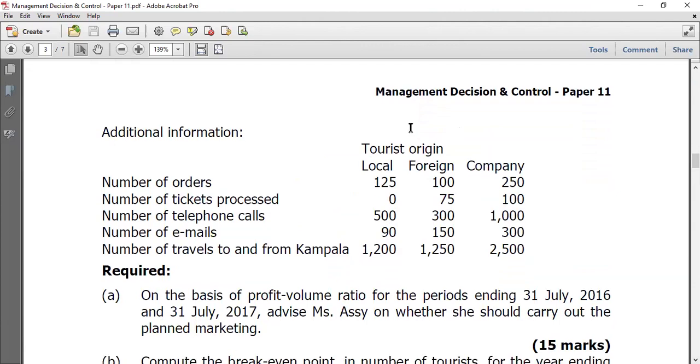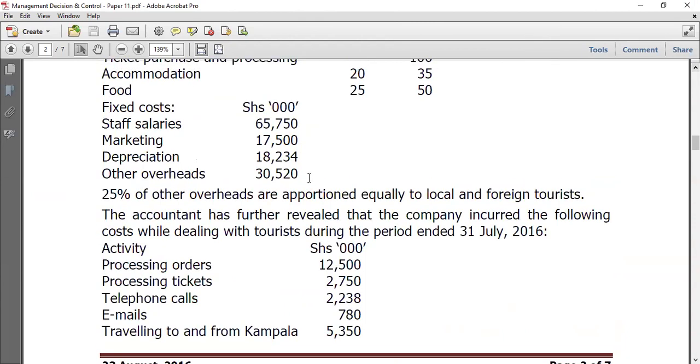So, team, do you get something? Yes, I get something, but I had some confusion on the other overheads, because they're saying 25% of other overheads are apportioned equally to local and foreign tourists. I think if I go to it, we get 25% of this 3520 and allocate it equally. Then what happens to the balance? What happens to the other 25%? The balance will be accumulated with the staff salaries, marketing, and depreciation, and we shall allocate that based on the number.